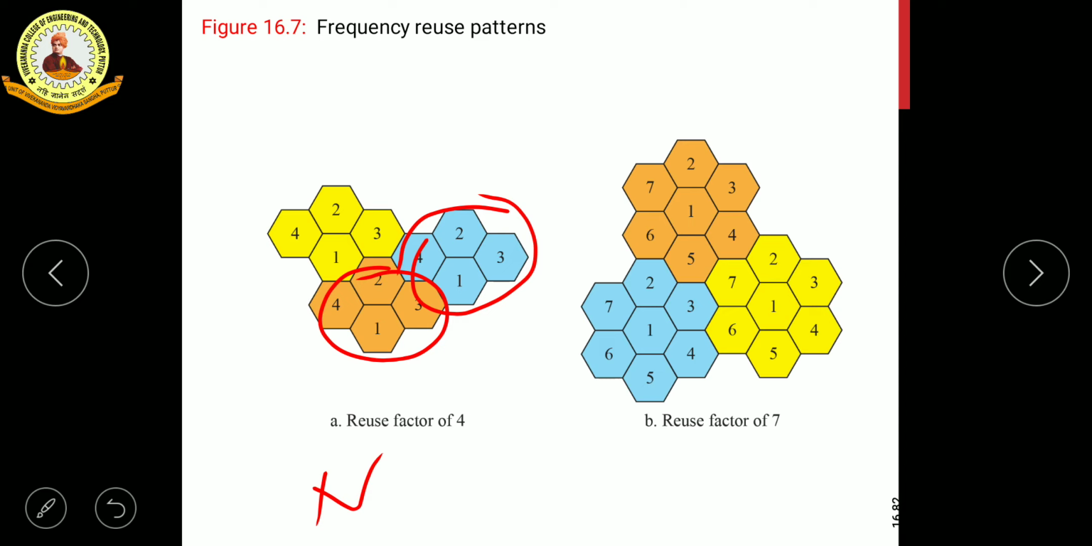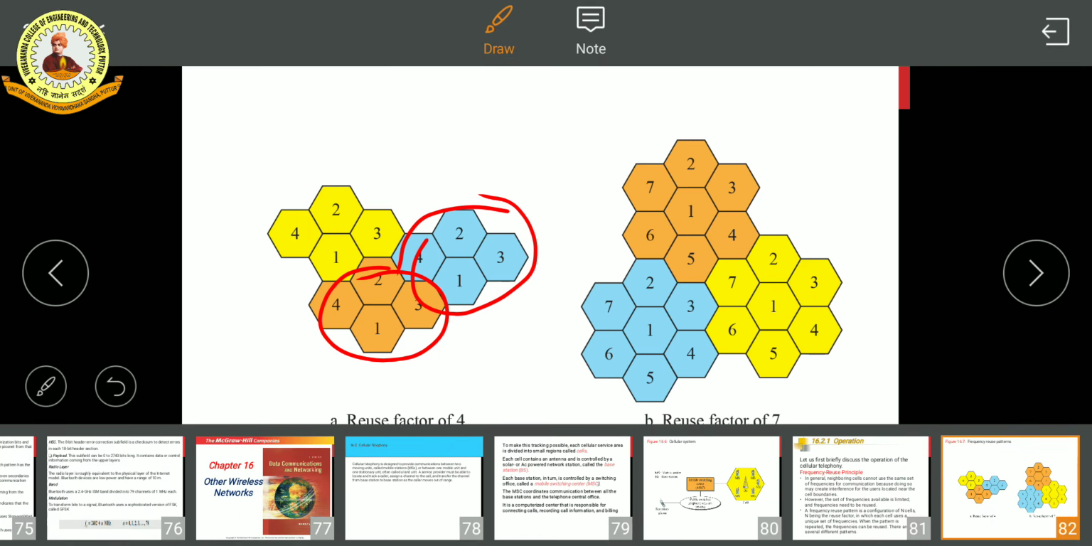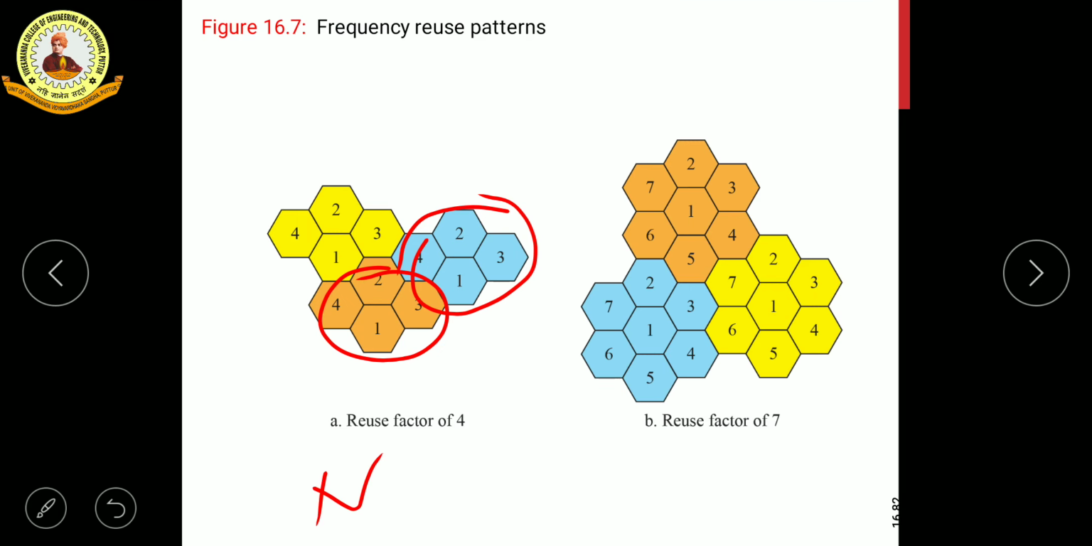The numbers in the cells define the pattern. The cells with the same number in the pattern can use the same set of frequencies. See here, 1 here, 1 here, 1 here. We have three ones, one marked with blue, one marked with yellow, one marked with brown. So the frequencies in all the ones are the same.